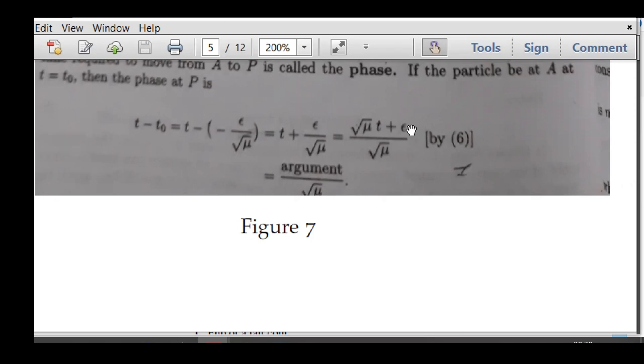See here epsilon is coming. So the phase depends on this epsilon. It is epoch. Okay, and this is argument, as I already said. So argument by root mu is your phase at the point P.